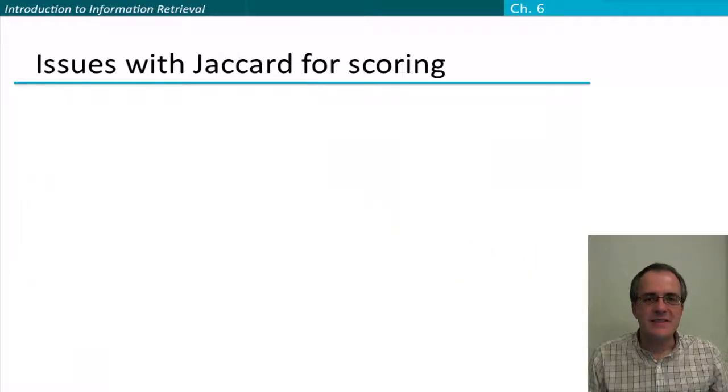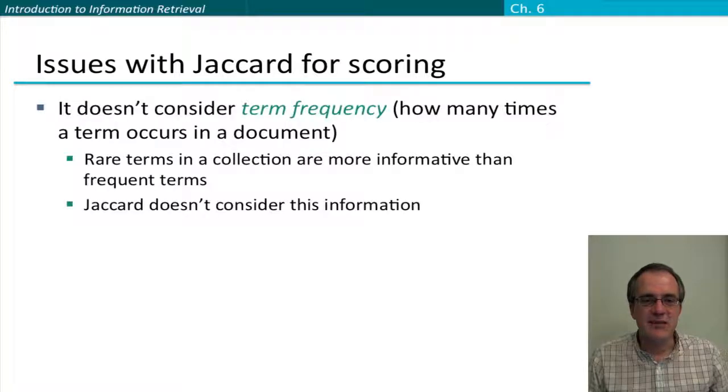So is Jaccard scoring a good idea for a retrieval model? In general, it's not felt to be. It has a couple of issues. One is that it doesn't consider term frequency. It just uses the set of words in a document and ignores how many times the words occur in a document. But that's typically not all the information we want, and we'll look at models in a minute that do deal with term frequency. There's also a second finer point, which is that rare terms in a collection are more informative than frequent terms when evaluating a query, and that's something that we'll also want to factor into our models.